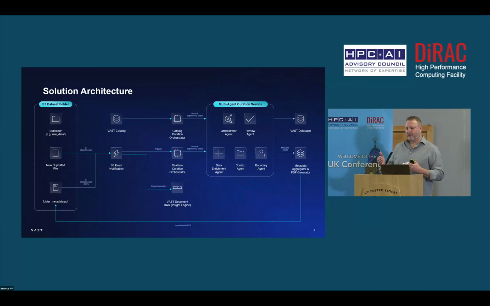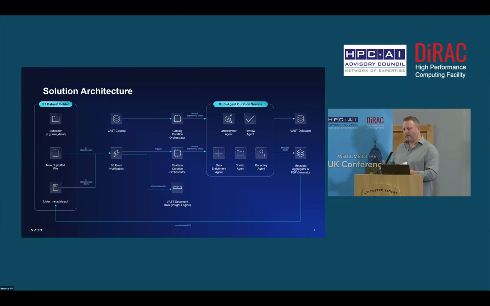We then have VAST functions and triggers. A trigger will listen for the notification and then call a function to be able to process that notification. In this case, we've got some multi-agent curation services. I've got some examples of these. And then on the right-hand side, you can see that we're writing to the VAST database. This is basically storing process information: what documents have we seen, what have we processed, what time did they arrive, and so on.